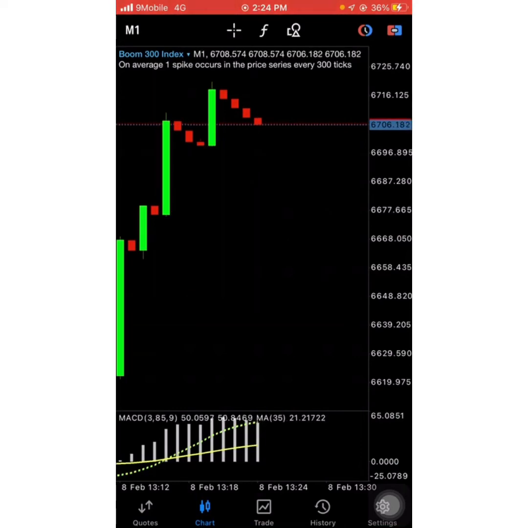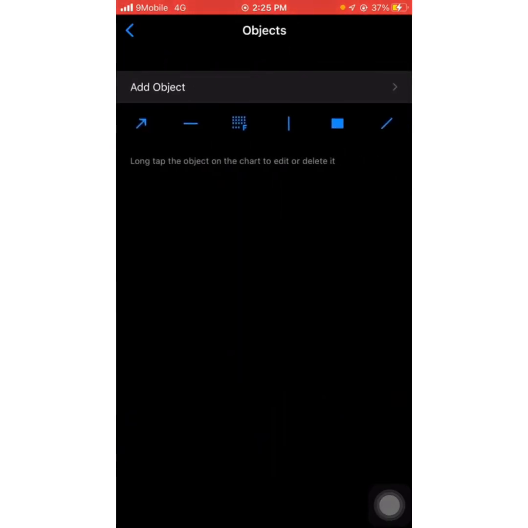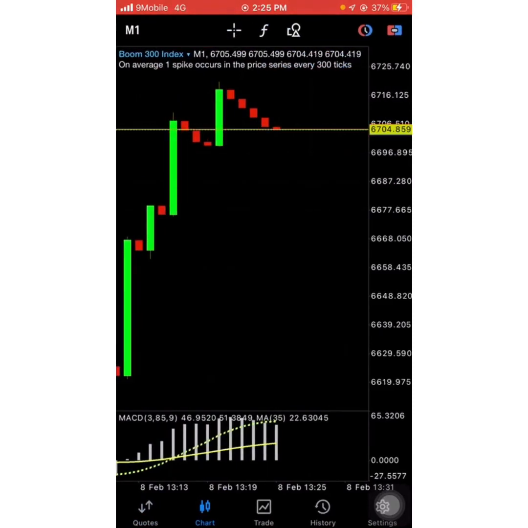For this strategy, we are going to be looking for a downward curve to the line, either the MACD line or the moving average line. A downward curve like this right now. I'm expecting a spike to happen here. Let's see if it will happen. I'm expecting a spike to happen. If it doesn't happen, let me place this line here as my entry line. 3-4 candles, there's no spike, I'm closing.